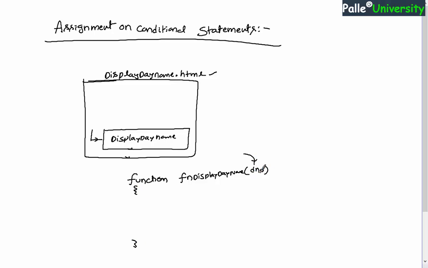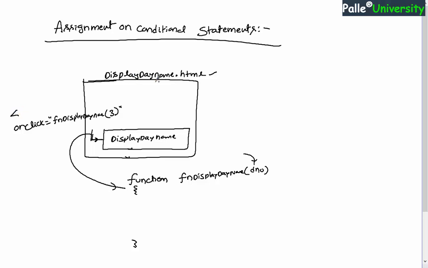Now my requirement is when the end user clicks on this button control, obviously we need to call this function, right? So tell me how to call this function. Very simple. From the on click event of this button, on click is equals to fn display dayname, and you pass some day number. Let us say you passed some day number as 3. Where will you write this on click? Obviously inside this button control definition.